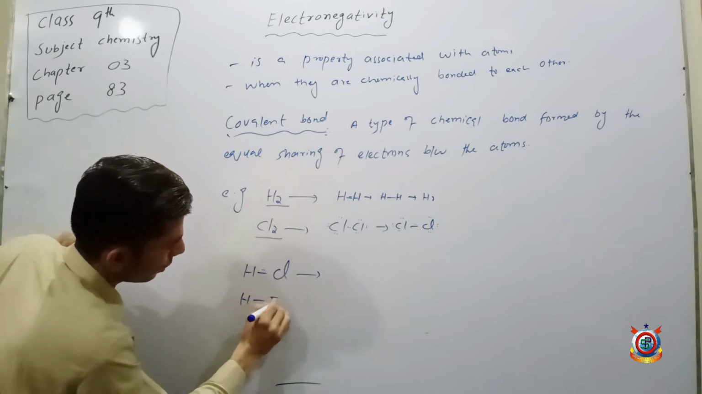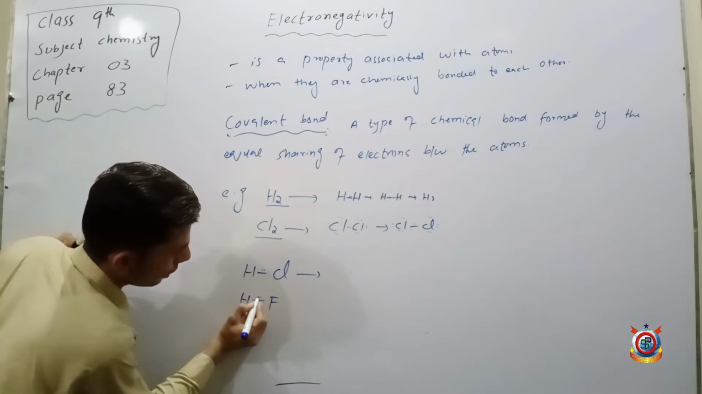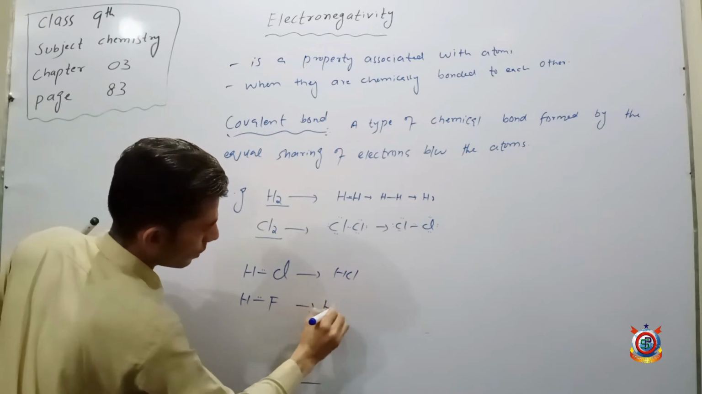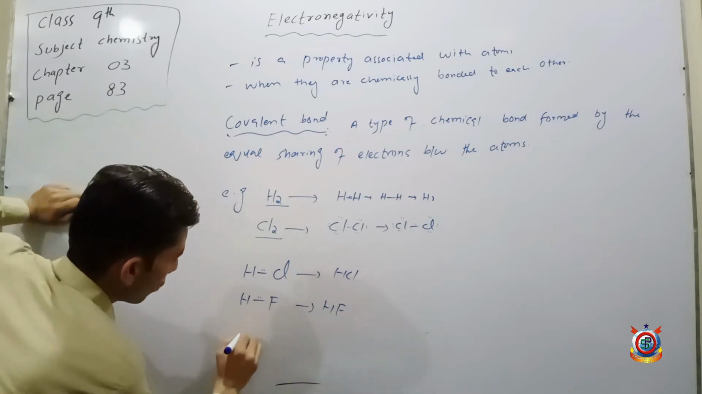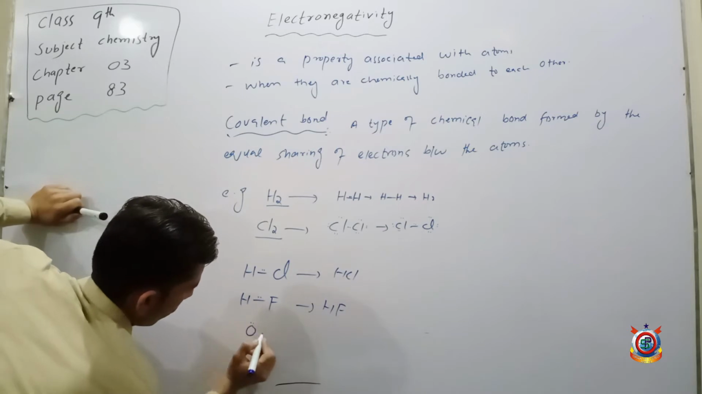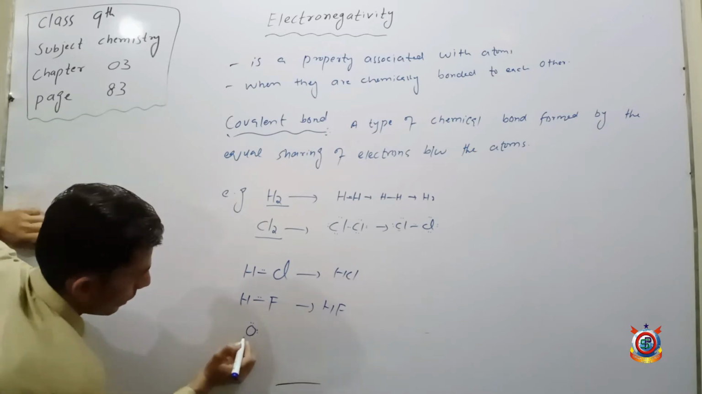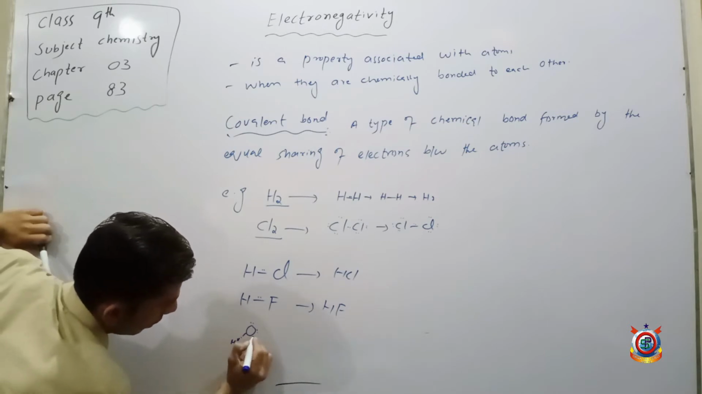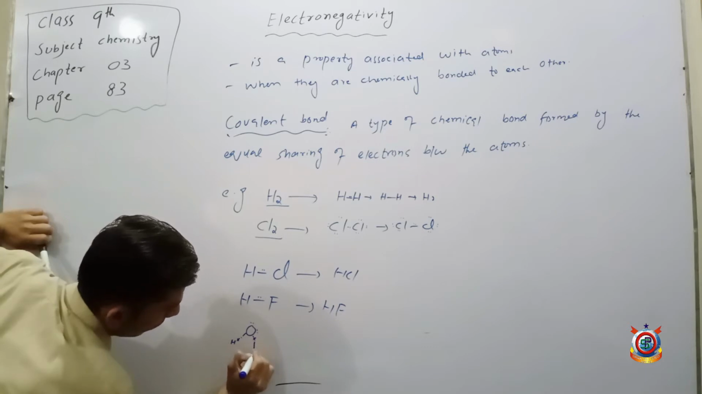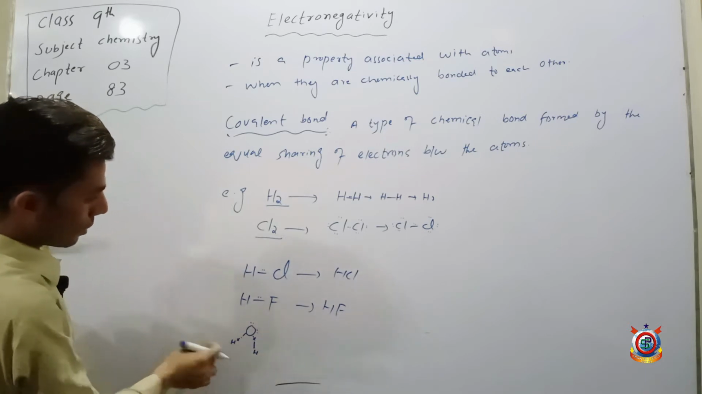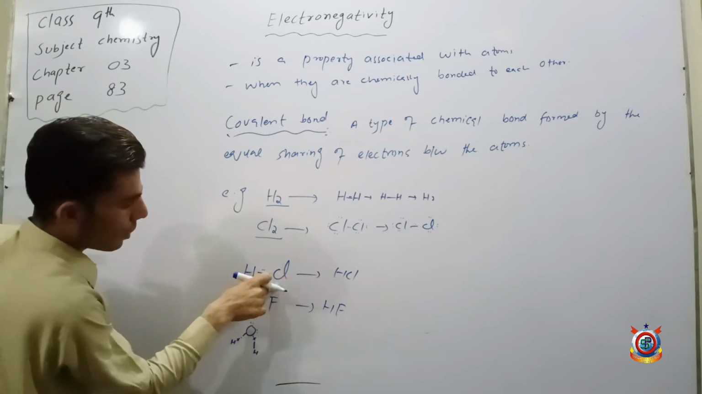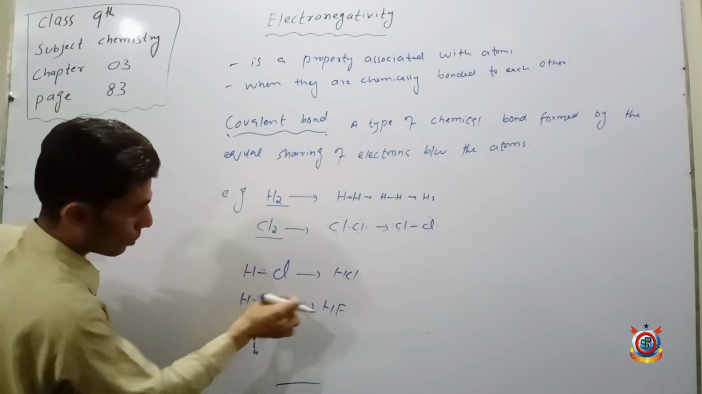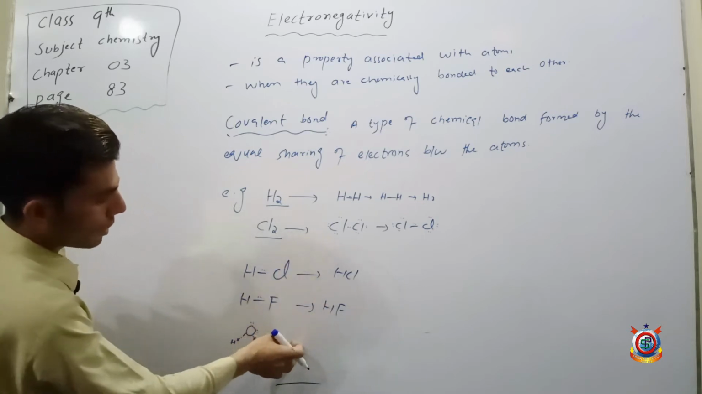HF: one electron is shared by fluorine and one by hydrogen, and they form an HF molecule. Water molecule: in the water molecule, oxygen has 6 electrons, so it shares one electron with each hydrogen, and they form a covalent bond. So here you can see chlorine shares one electron, hydrogen shares one electron, fluorine shares one electron, hydrogen shares one electron. This type of bond is formed by the equal sharing of electrons.